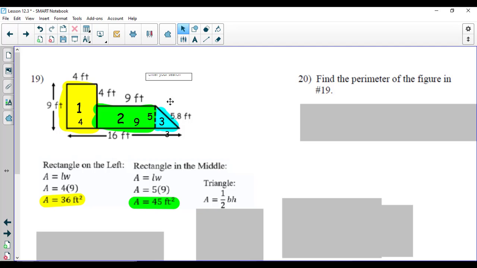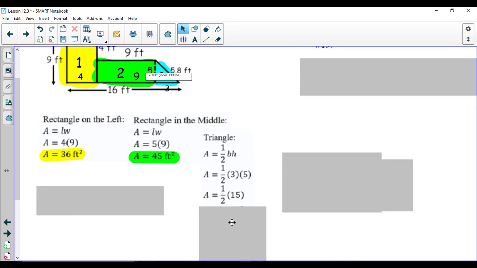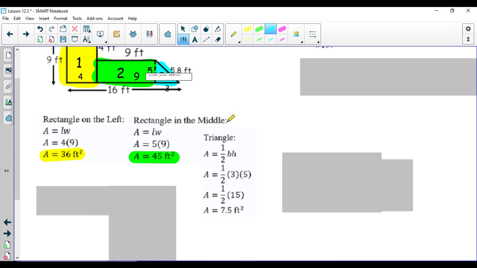Now you might be thinking, what about this 5.8? We don't actually need it for the area because it's not the base or height of the triangle or either of the rectangles that we have. We don't actually need that dimension. So we'll do half times 3 times 5, which gets us half of 15, which is 7.5 feet squared. Again, that's for the blue highlighted region.